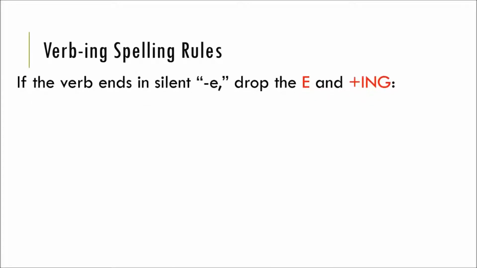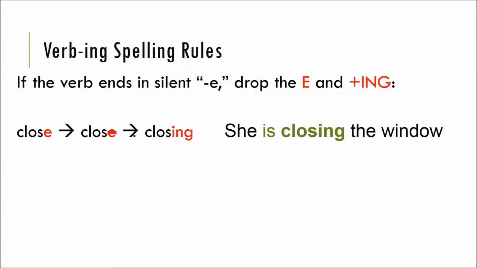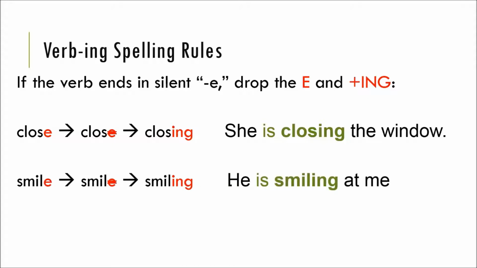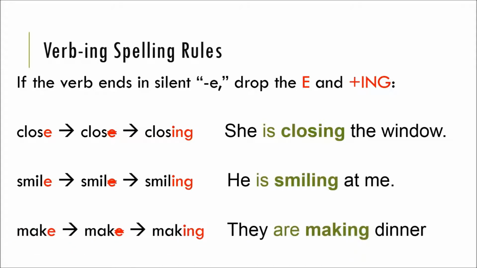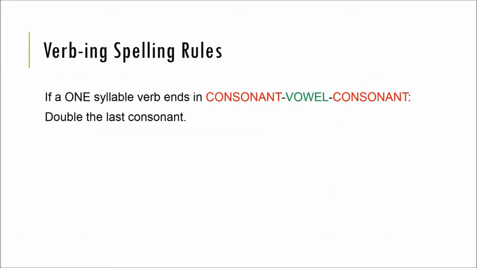First, if the verb ends in silent E, you drop the E and you add ing. For example, close, with a silent E, you drop the E, add ing, closing. She is closing the window. Smile, same thing, drop the E, add ing. He is smiling at me. Make, drop the E, add ing, making. They are making dinner.